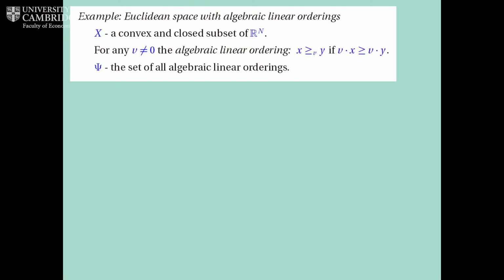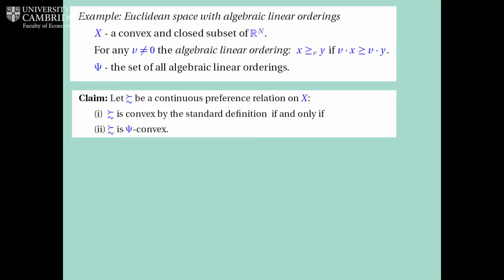It's also very easy to see that in the Euclidean space, if the set X is a convex, closed subset of Rn, then we define what we call algebraic linear ordering. Algebraic linear ordering is an ordering where there is some vector v different than 0, such that x is better than y if the product vx is greater or equal to the product vy. Let me whisper that this is actually algebraic linear orderings.